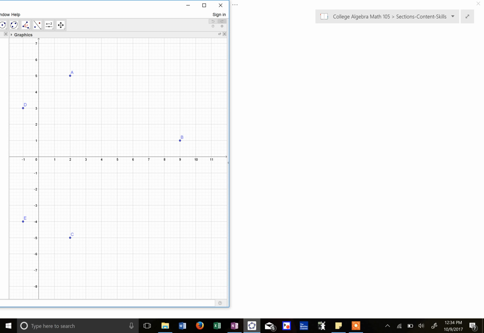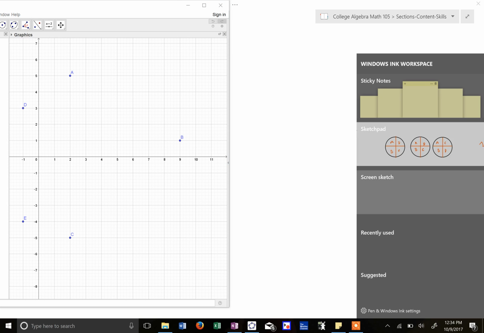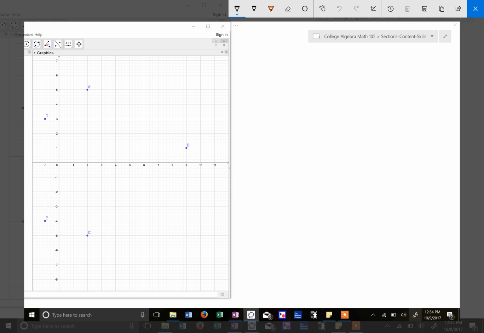All right, so I'm going to do a video on the distance formula and the midpoint formula for using the coordinate plane. And what I'm going to do here is explain a few different things.